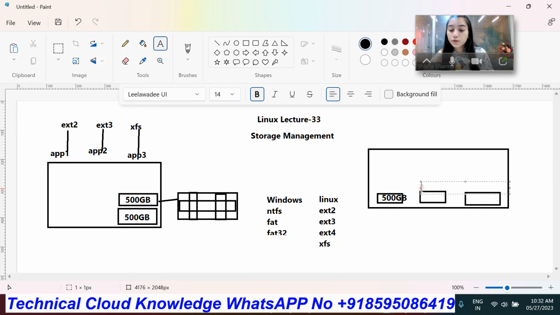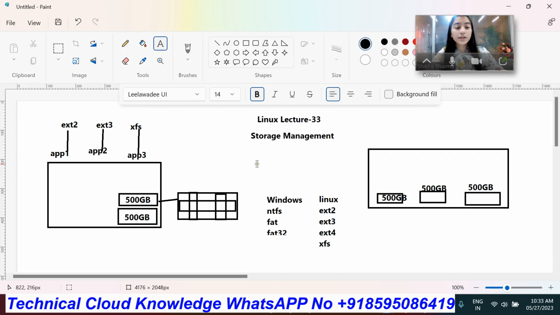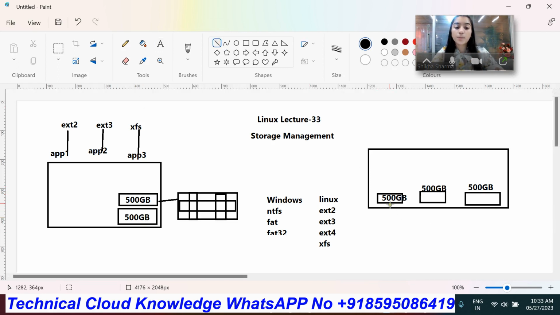Second hard drive is also about 500 GB. The third one is also about 500 GB. Now they want three different hard drives with three different file systems. Now what we will do, if we are able to set up three different hard drives, each about 500 GB, we will format the file system in each hard drive.